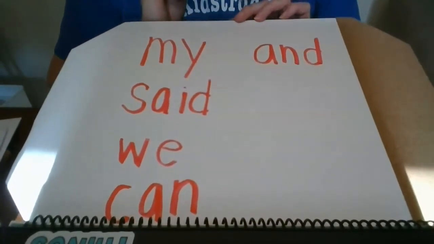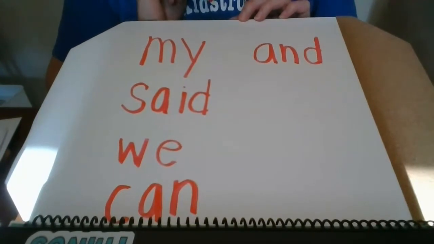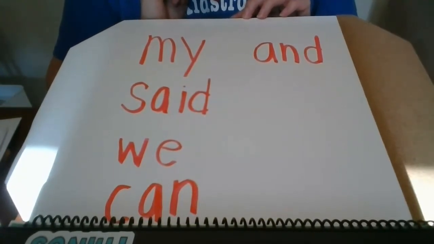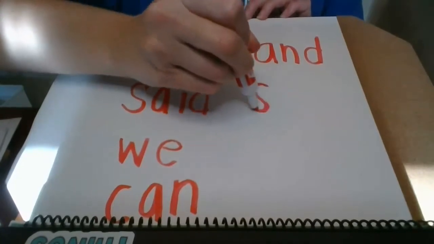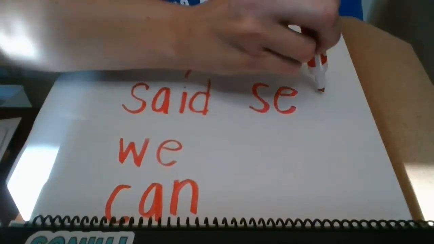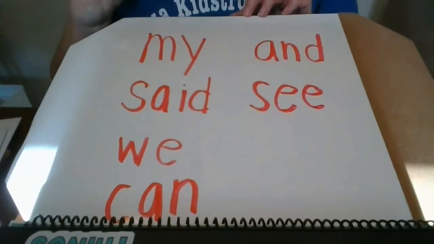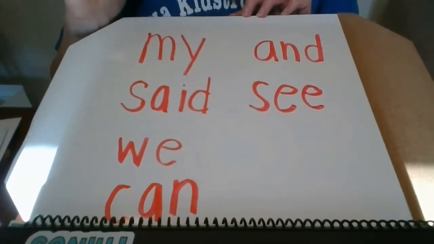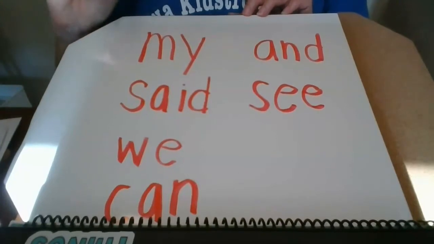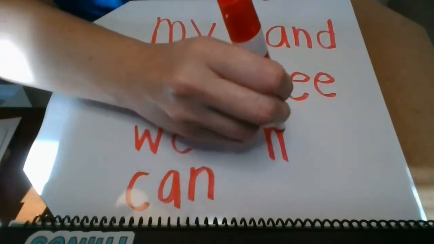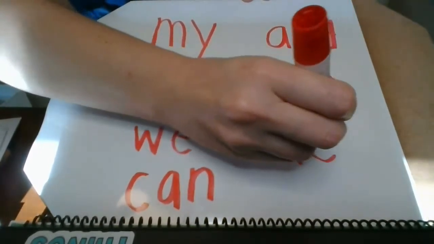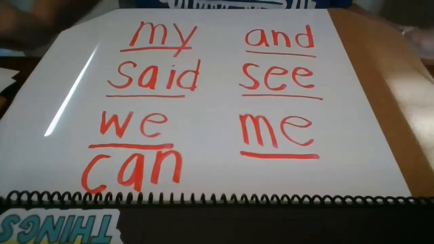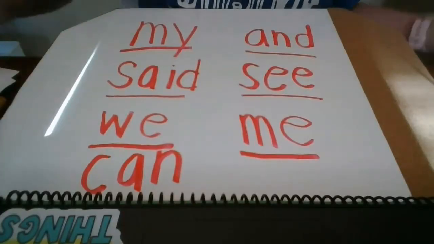Next, let's write the word see. Go ahead and show yourself how to write it. S-E-E, see. And the last red word we're going to write today is the word me. Go ahead and write it. You need 2 letters. M-E, me. Last thing we're going to do today is write a sentence using our red words.